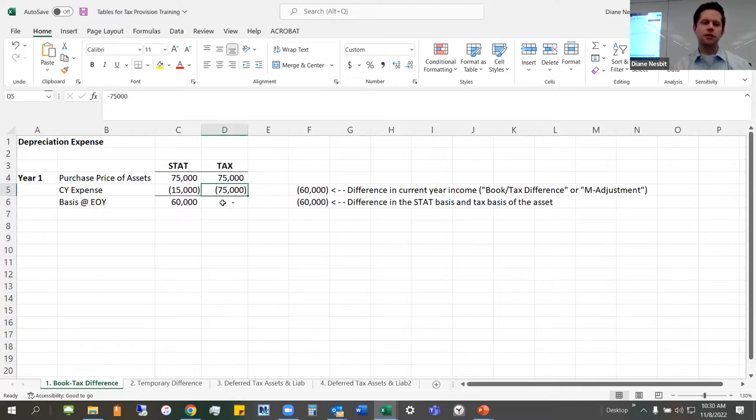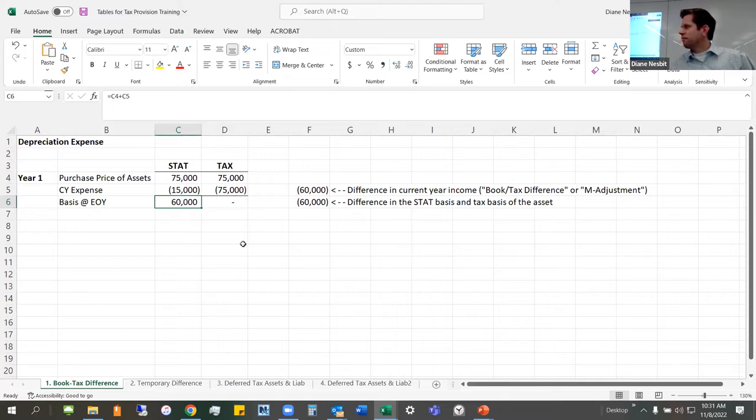So your basis is now zero. But on your books, you still have a basis of $60,000 left in this example. And I think the key is whenever you have a temporary difference that causes a difference in your income in a current year, there's going to be an associated difference in the basis of your asset or your liability. Is that fair?